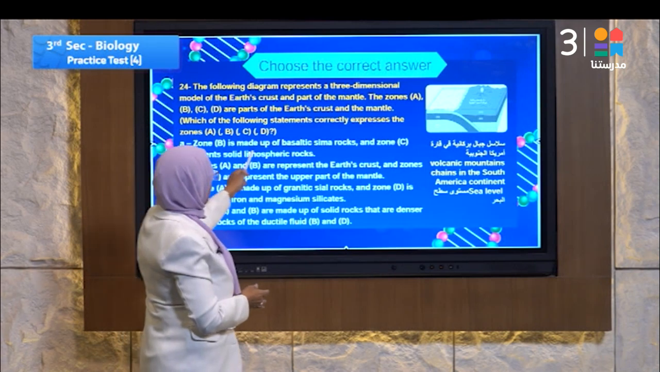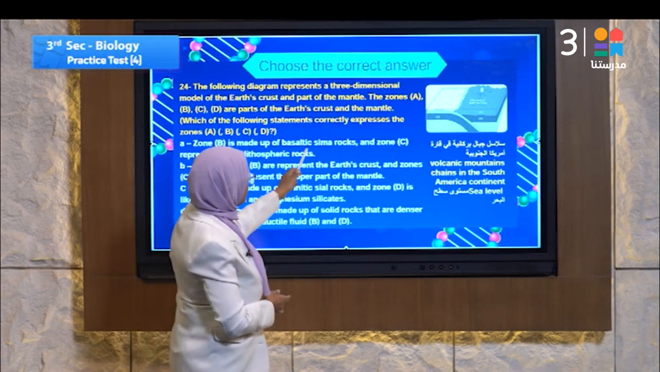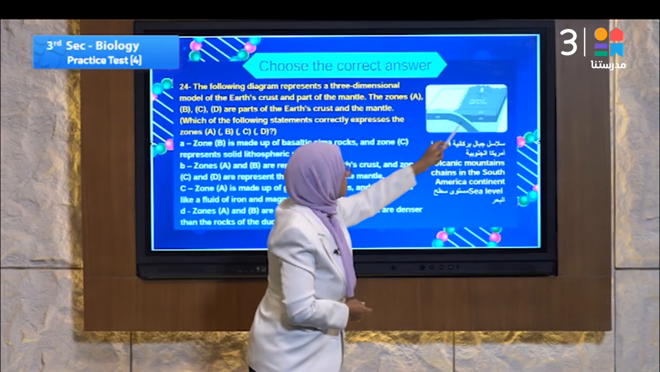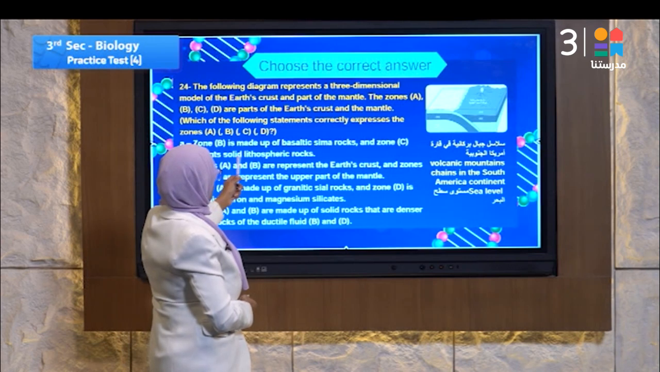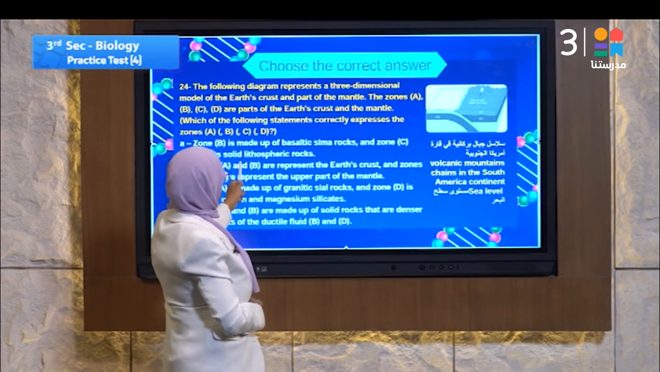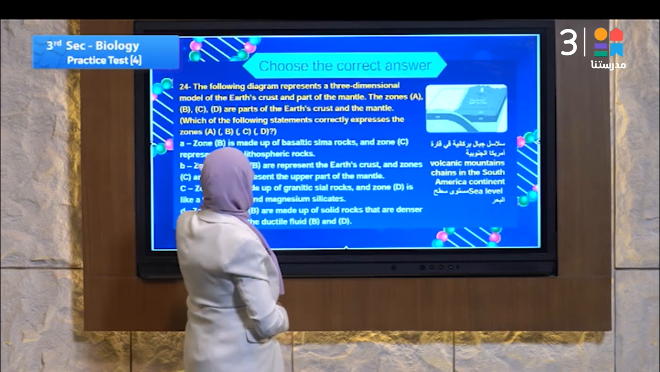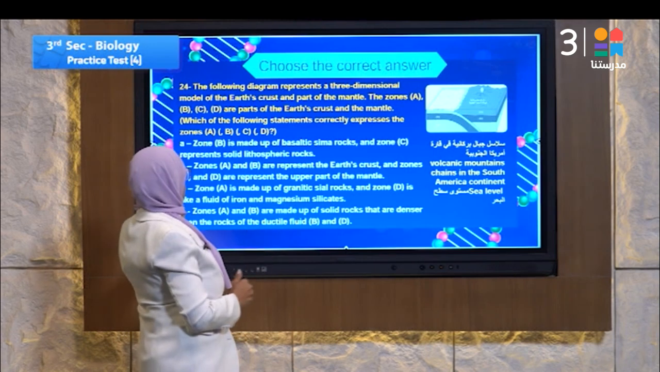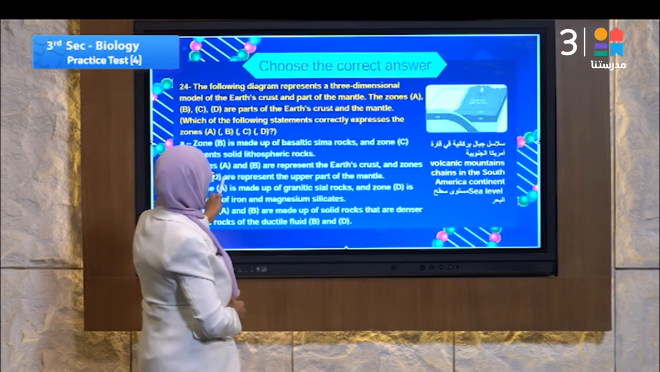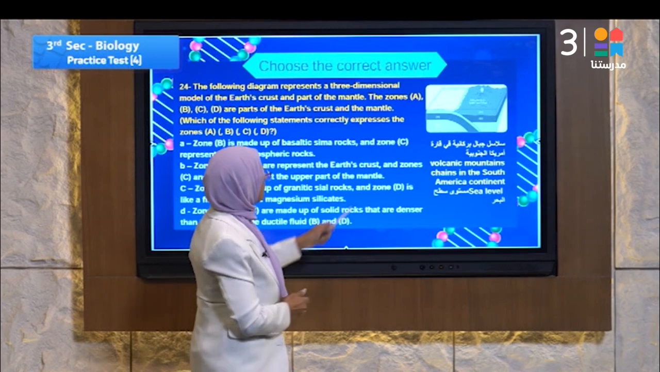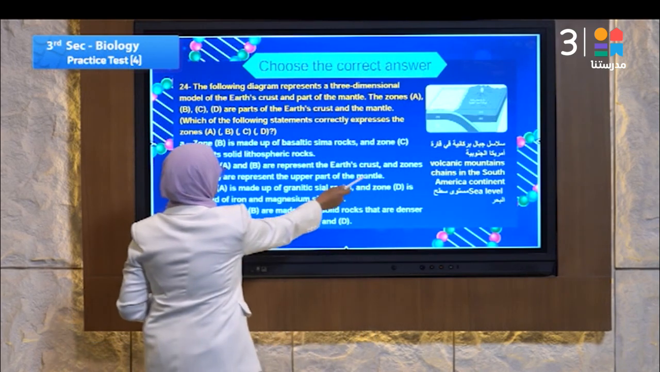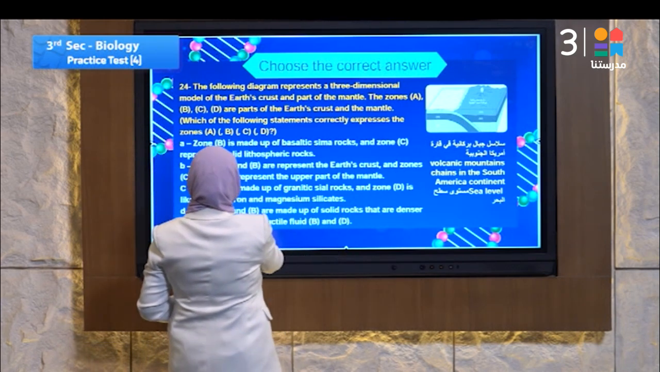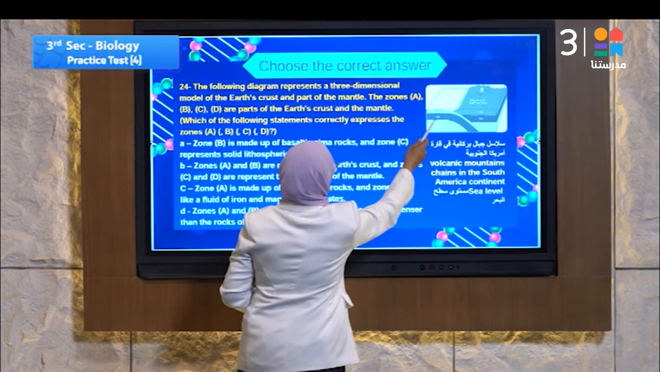B is made of basaltic sima rocks. B is the basaltic sima rocks. And C represents solid lithospheric rocks. Solid lithospheric rocks, number C. I think that's not the answer. Zones A and B represent Earth's crust. A and B are Earth's crust, and zones C and D represent the upper part of the mantle. C and D, upper part of the mantle.